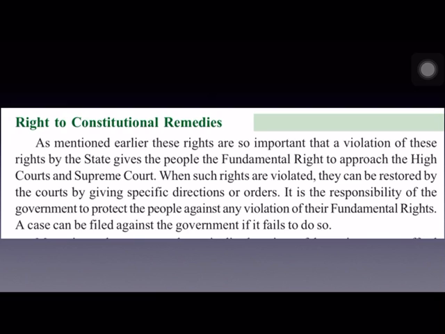And already we have discussed what is the importance of these fundamental rights. And when these fundamental rights are violated, the people can go to the courts and challenge them in the courts according to this right to constitutional remedies. Against any violation of their fundamental rights, people can approach the courts according to this right.